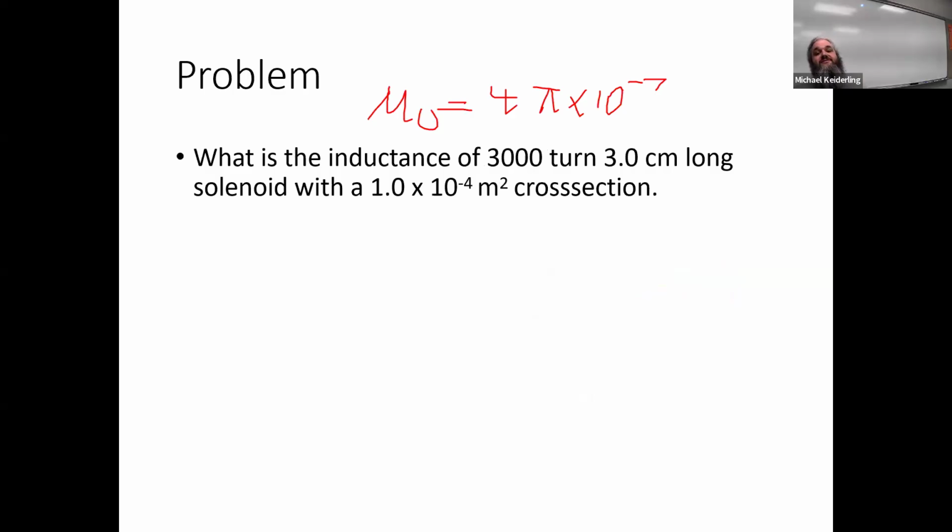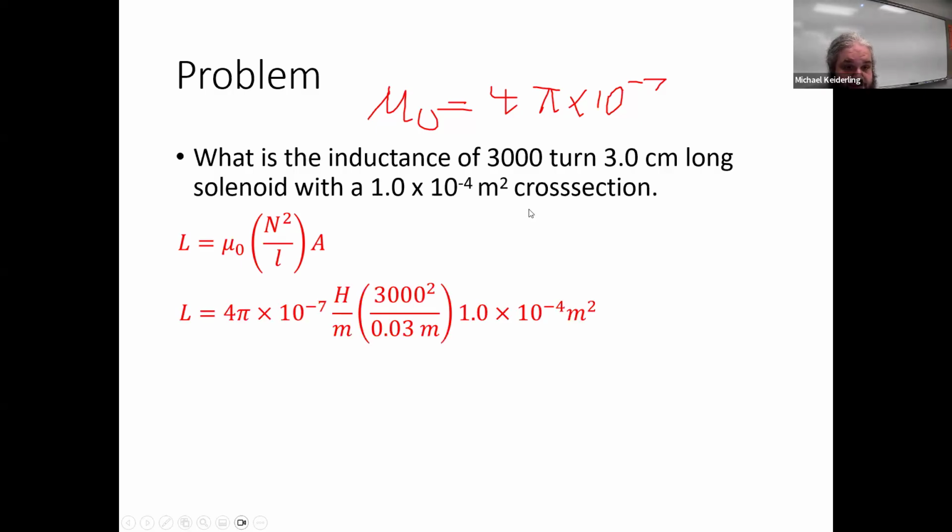So if you have a solenoid with 3,000 turns, that's 3 centimeters long, and has a cross section of 1 times 10 to the minus 4 square meters, what is its inductance? Well, the inductance is mu naught times the number of turns squared over the length times the cross-sectional area. So 4 pi times 10 to the minus 7 henries per meter times 3,000 turns squared over 0.03 meters times 1 times 10 to the minus 4 meters squared.